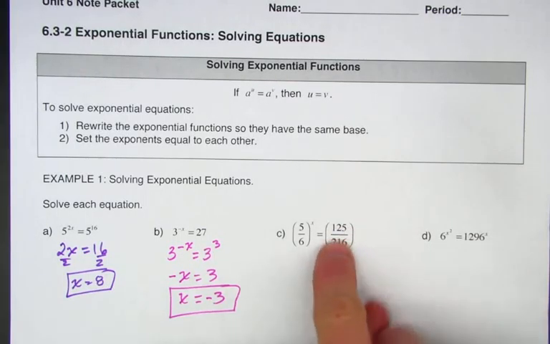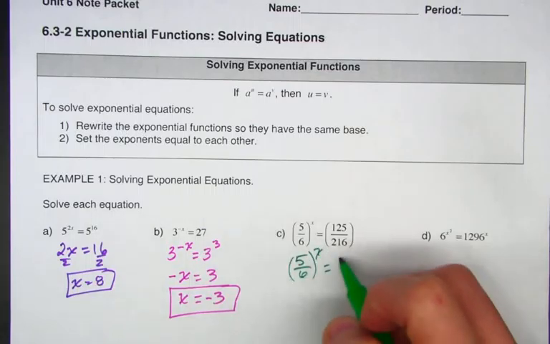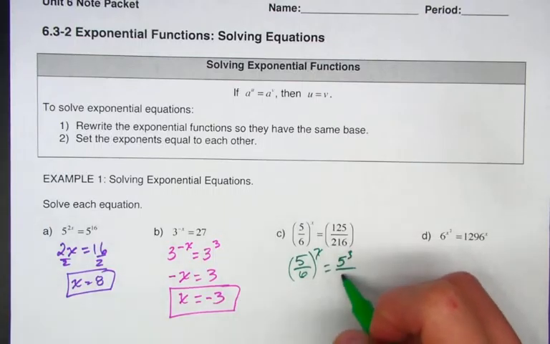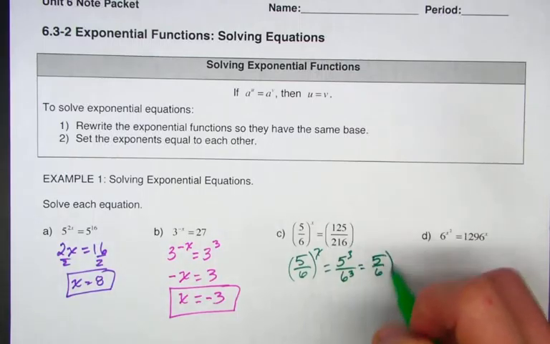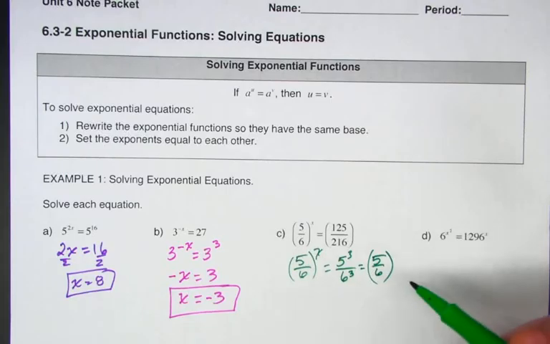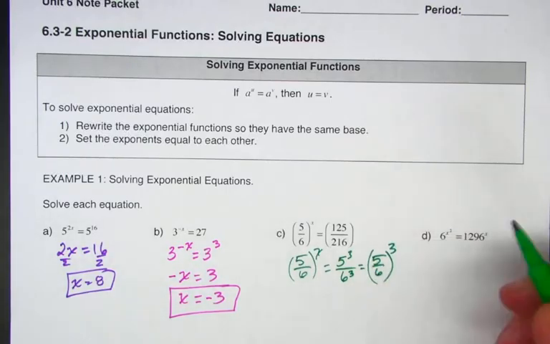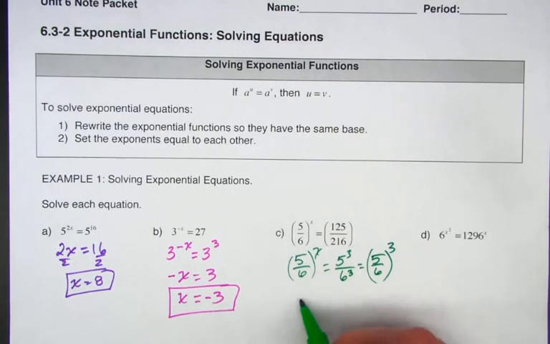So instead of 125, we would have what? 5 to the third, and 216 is going to be 6 to the third. That means this is 5 over 6, all of this, because the numerator and the denominator are raised to the third power, then this whole fraction is raised to the third power. And now we have the same base. All right, therefore, what is x equal to?